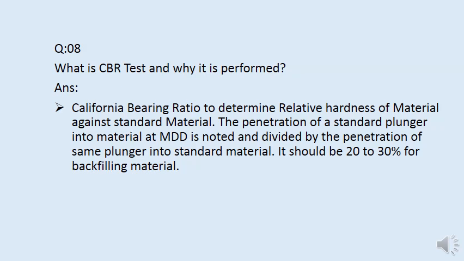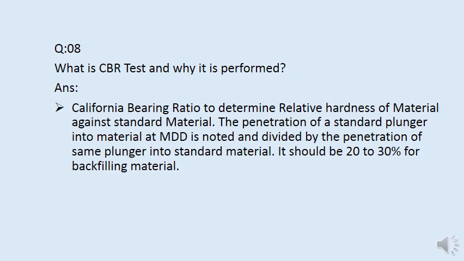Question number 8. What is CBR test and why it is performed? California bearing ratio is used to determine the relative hardness of the material against the standard material. The penetration of standard plunger into the material at MDD is noted and divided by the penetration of the same plunger into the standard material. It should be 20 to 30% for the backfill material.